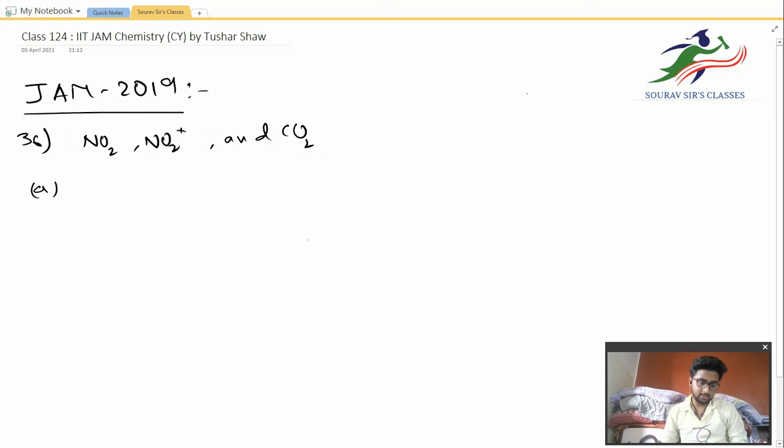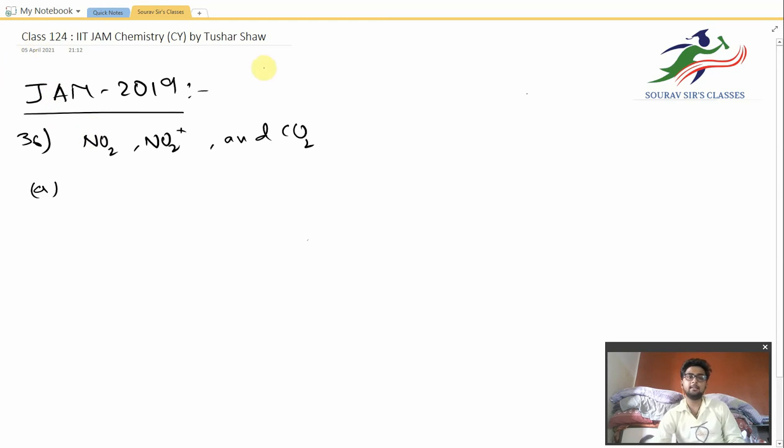The first option says that both NO2 and CO2 are paramagnetic, but that is not the case because CO2 is diamagnetic, and NO2 is paramagnetic. I am not showing the Lewis diagram over here. You can just Google it or consult any standard books. You will see that NO2 has a leftover pi electron. You can also look at the number of valence electrons to determine whether it has an unpaired electron or not.